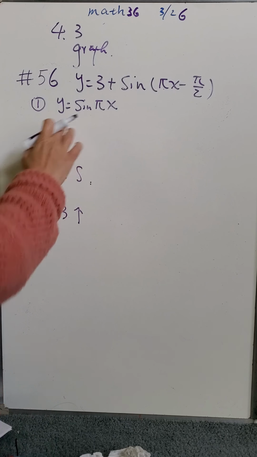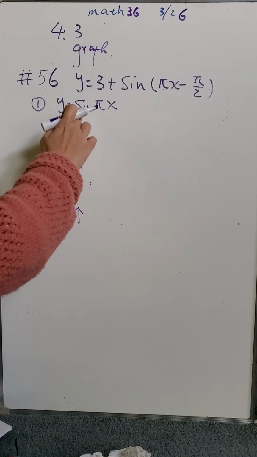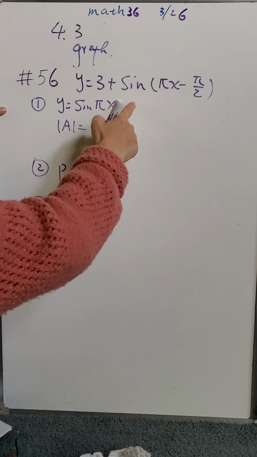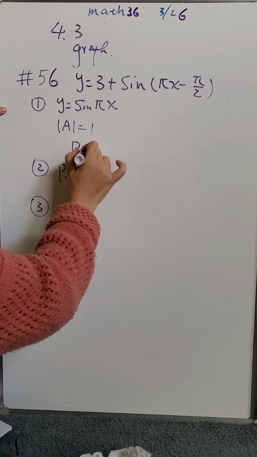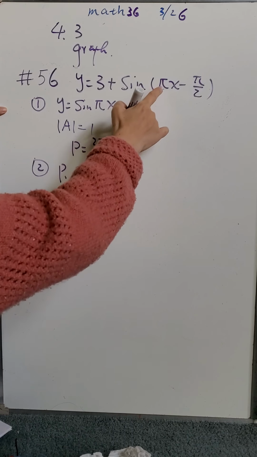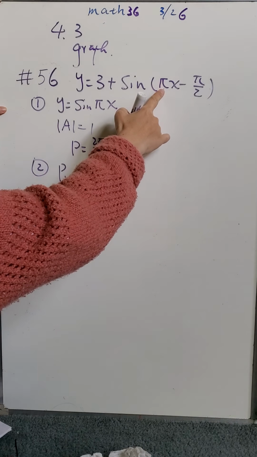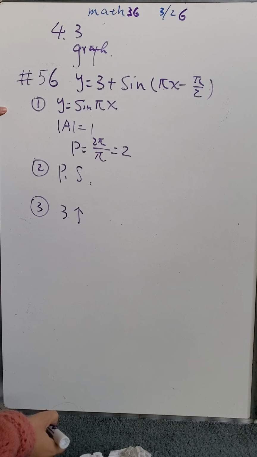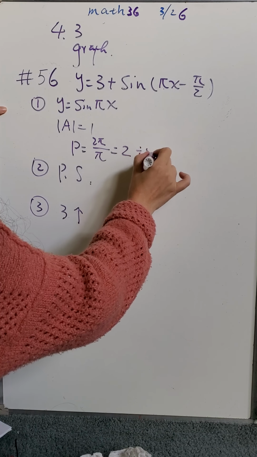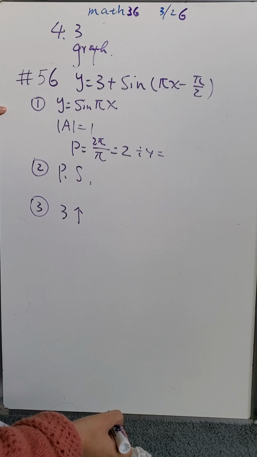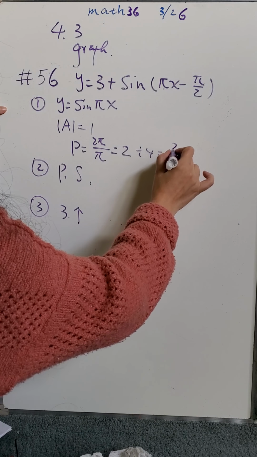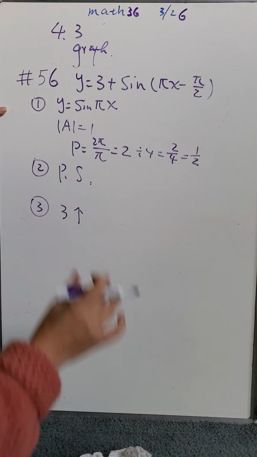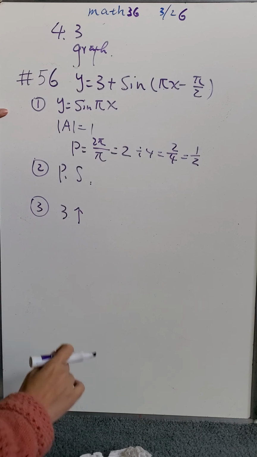So for the first one, we're going to get our amplitude, which is 1. So that's easy. And the period equals 2 pi over B. Your B is pi, so it's equal to 2. Take this number, divide by 4, because you have 4 quadrants, okay? So 2 divided by 4 is equal to 1/2. So each unit is 1/2. That means each quadrant is 1/2.